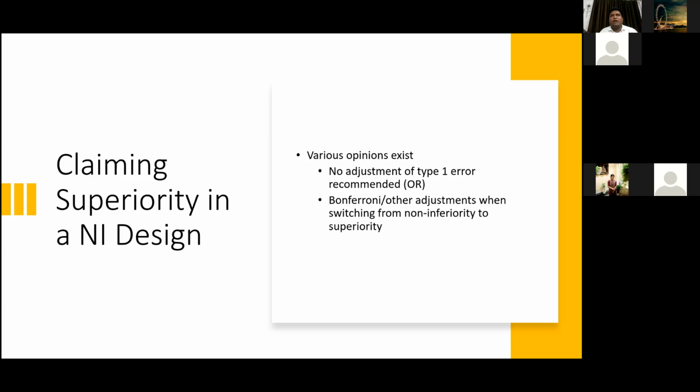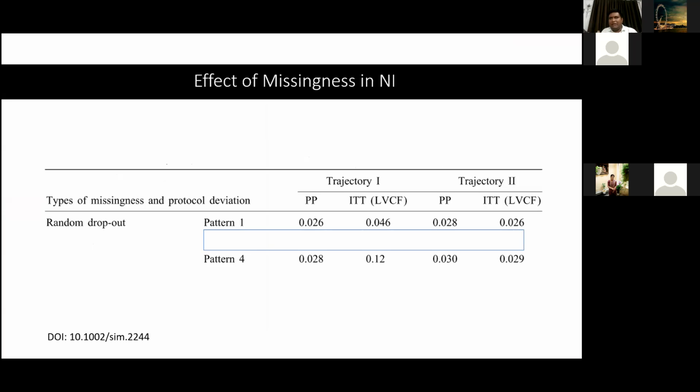Now, I have put this slide just to tell you that whatever I have taught is just the basics, because the understanding of non-inferiority goes even beyond that. This slide mentions how random dropout will affect the non-inferiority analysis when a per protocol analysis is done, when an intention to treat analysis is done, and if the intention to treat analysis is done by treating the missing values with the last value carried forward, how the results will be.